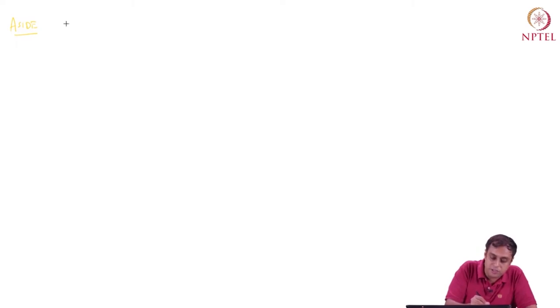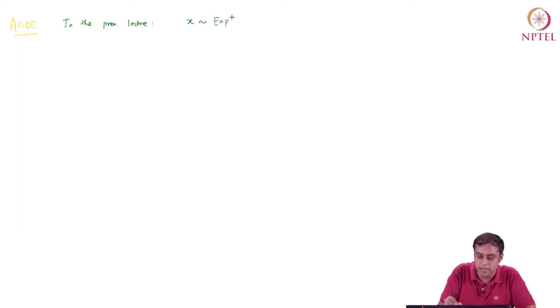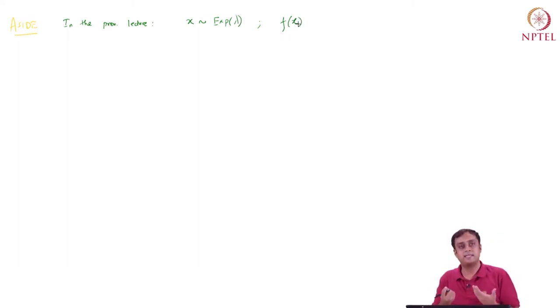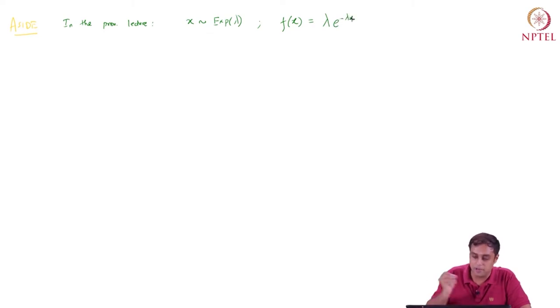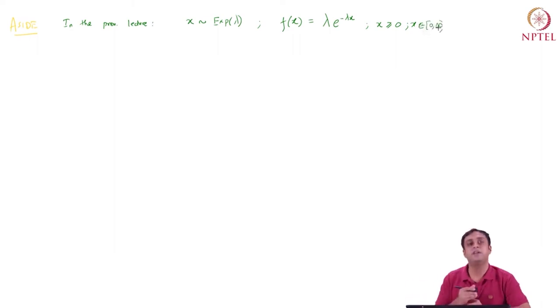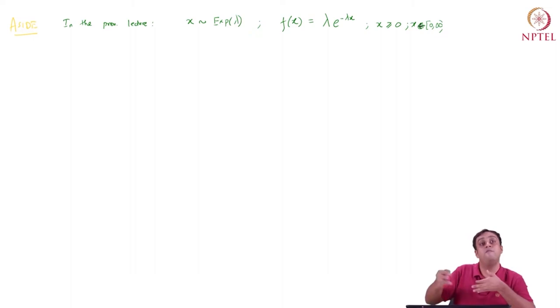In the previous lecture, what we said was that we have a random variable x, which is distributed exponential with parameter lambda, and that implied that the PDF, the frequency of observing a given value of x, will be given as lambda e to the power minus lambda x. In that case, x could be greater than or equal to 0. So we had allowed for x to go between 0 and infinity. We just wanted x to be greater than 0, and we were okay even if it became very, very large, to the extent that it's not defined.